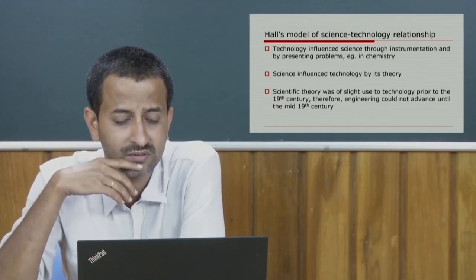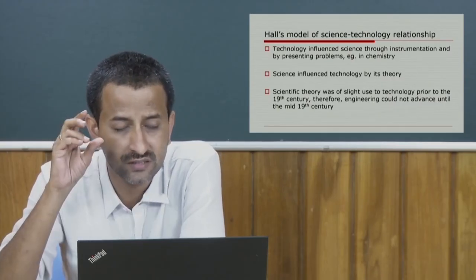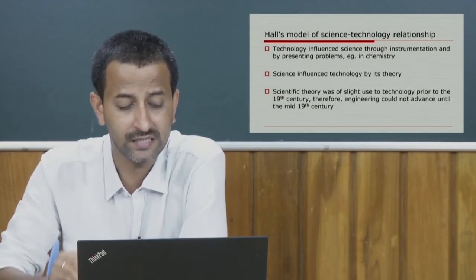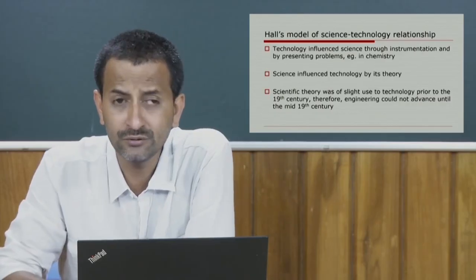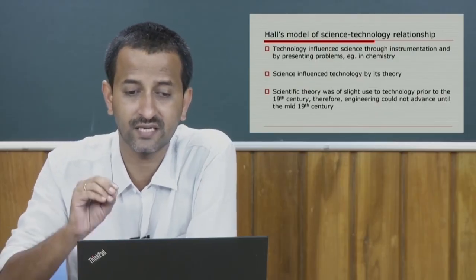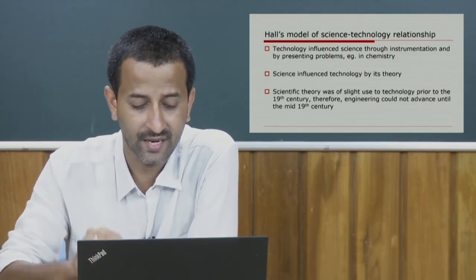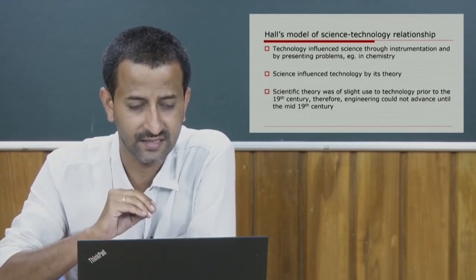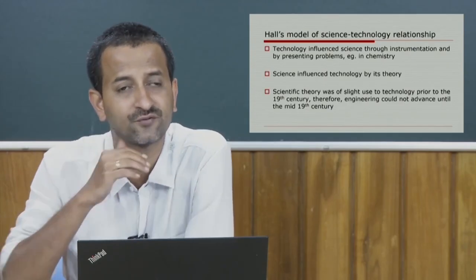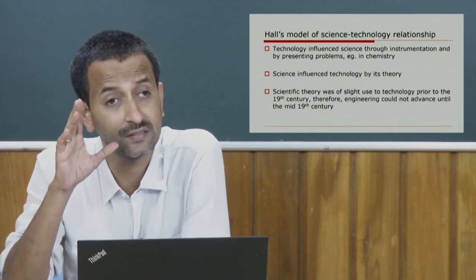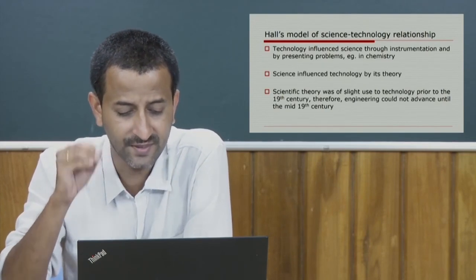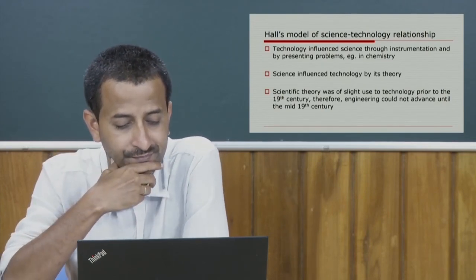But Hall's work was not simply negative. He constructed a sophisticated model of science technology relationships. In a sense, it is a standard one now in use. Technology influenced science through instrumentation and by presenting problems in less developed sciences like chemistry. In the 1950s and 1960s, facts and experimental procedures were borrowed also.